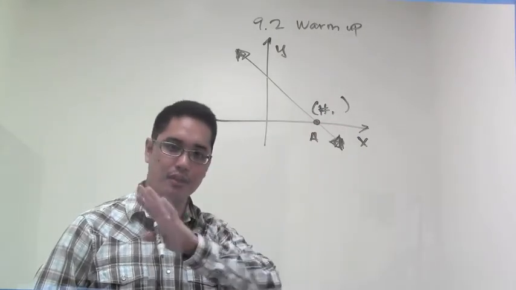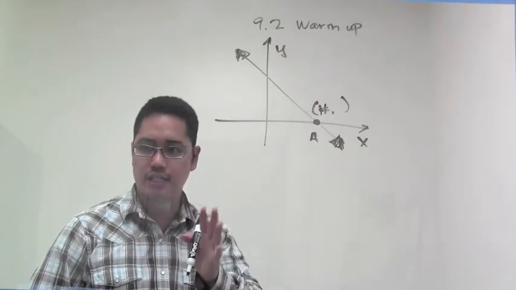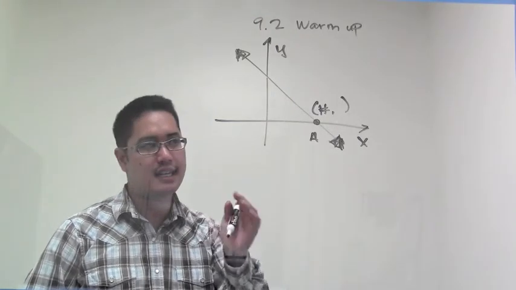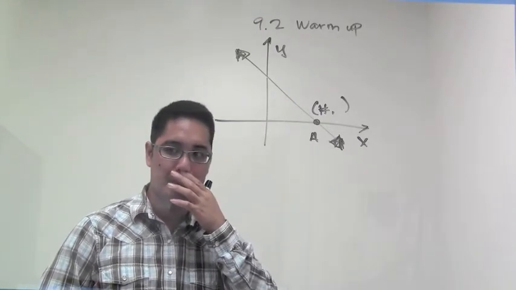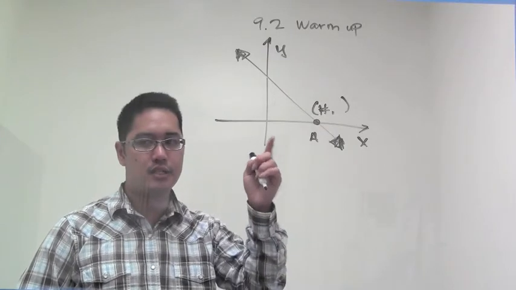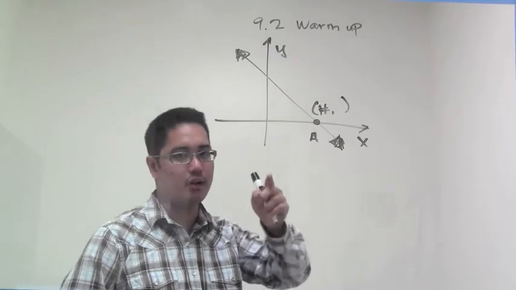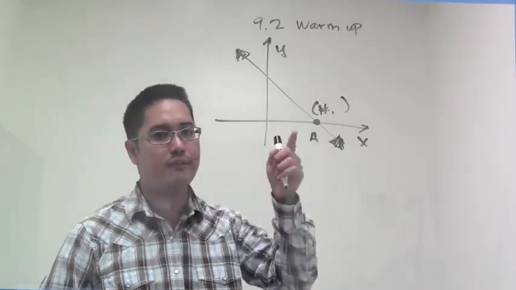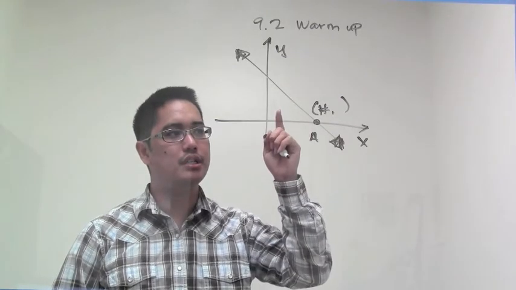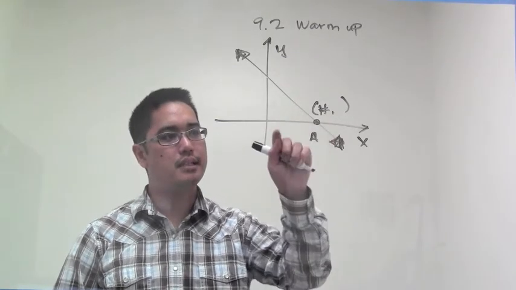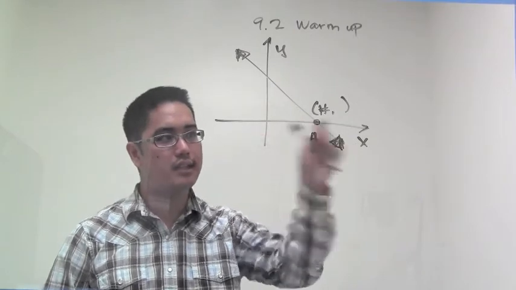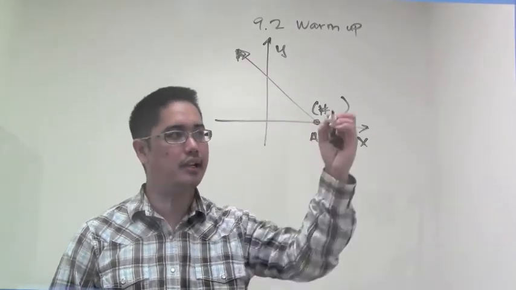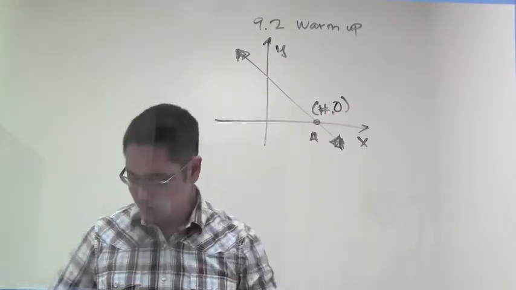I'm going to pause and just wait and hang out here so you guys can think about it. What does that second number have to be? That second number describes the y value. Exactly, there we go. That second number describes the y value, which is 0, because it's on this line. If it's on this line, that means it doesn't have a height, so it's 0.